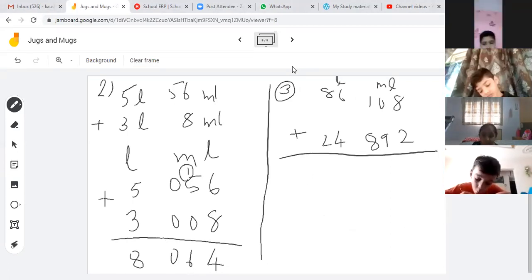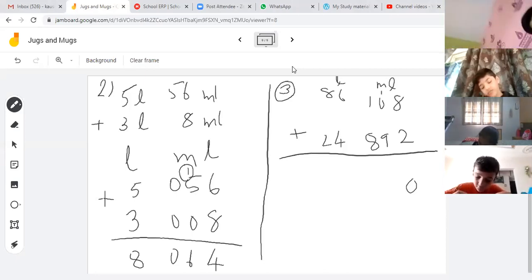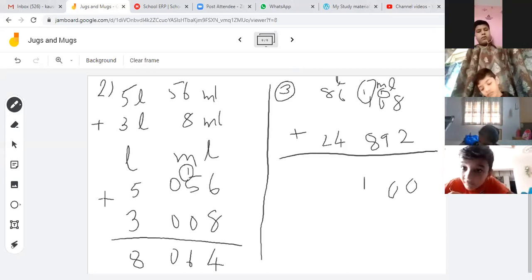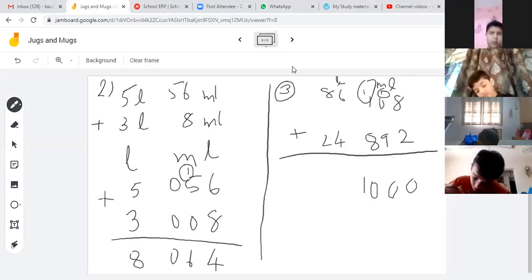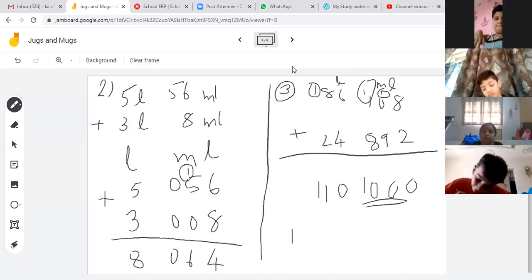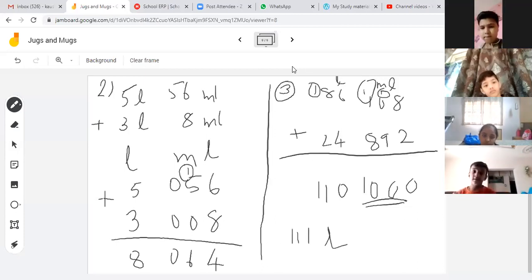8 plus 2 is 10, 1 carried over, so 1 plus 9 again 10, 1 carried over, 1 plus 1 is 2, 2 plus 8 is 10. Okay, 6 plus 4 is also 10, 1 carried over, 8 plus 1 is 9, 9 plus 2 is 11. Now this is the special one. This is again 1000 ml, so it will be converted into 1 liter. So that 1 liter will be added here. It becomes 111 liter.